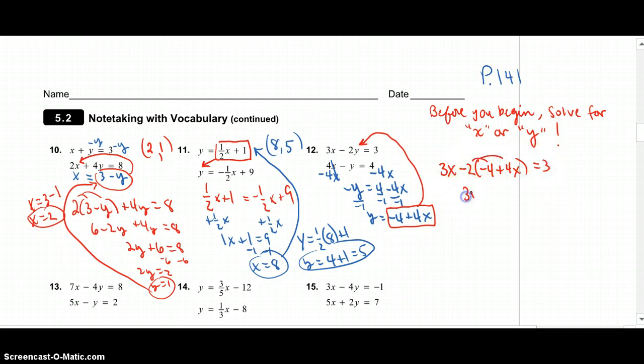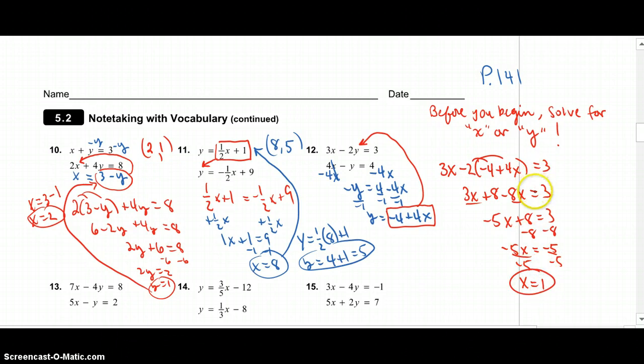Distribute: 3x plus 8 minus 8x equals 3. Combine the terms. Negative 5x plus 8 equals 3. Subtract 8. We get negative 5x equals negative 5. Divide, and x equals 1. And we're halfway there.